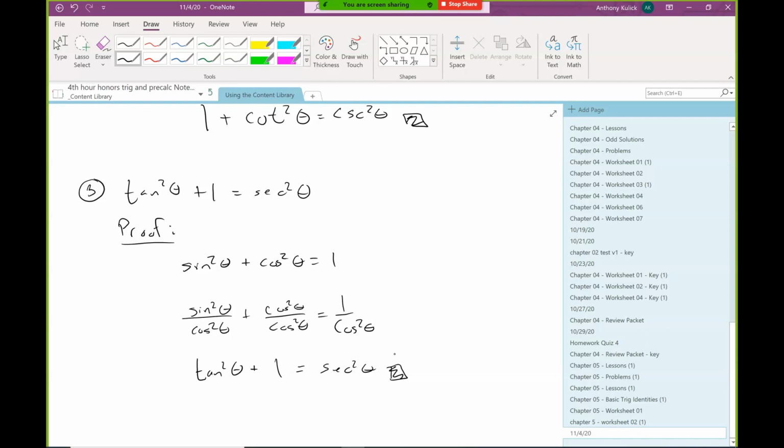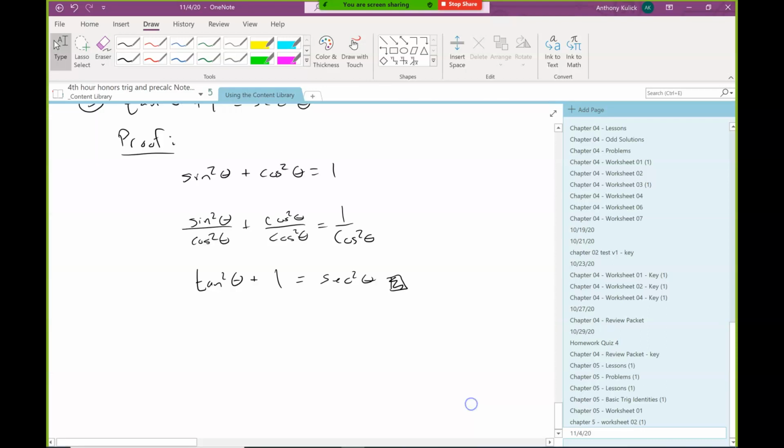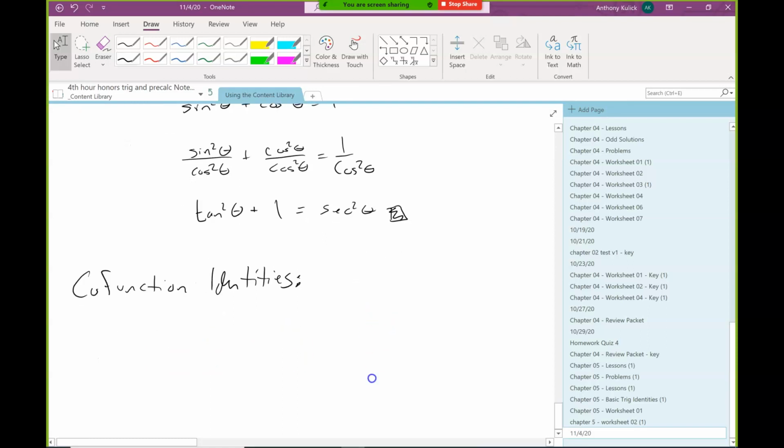Our next group are the co-function identities. There are 6 of these.